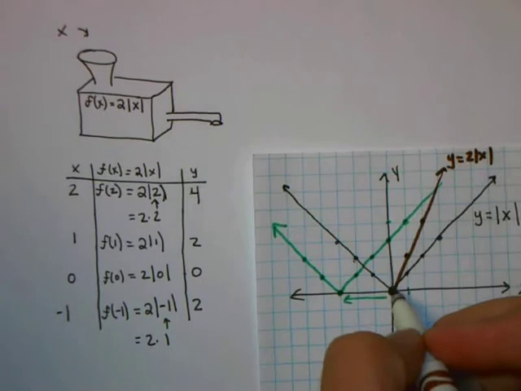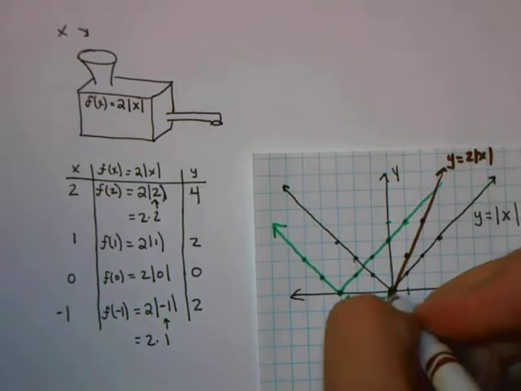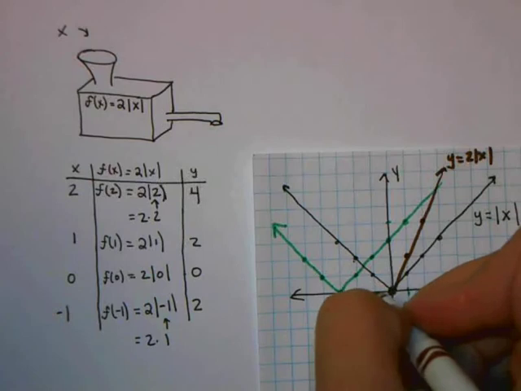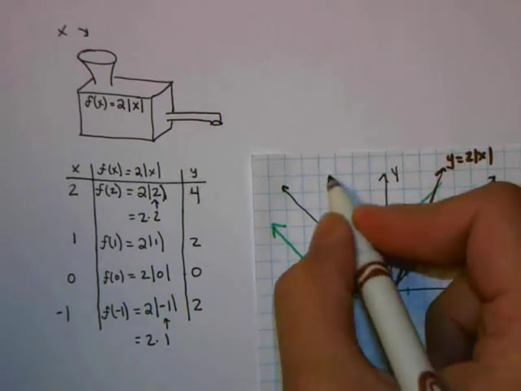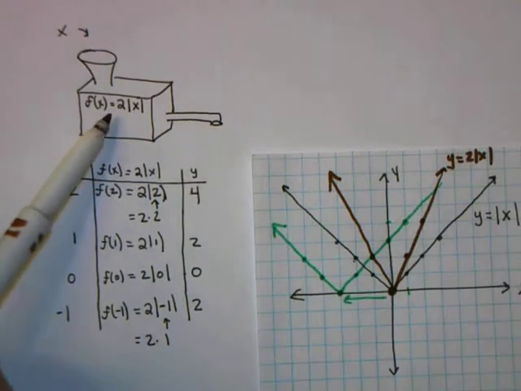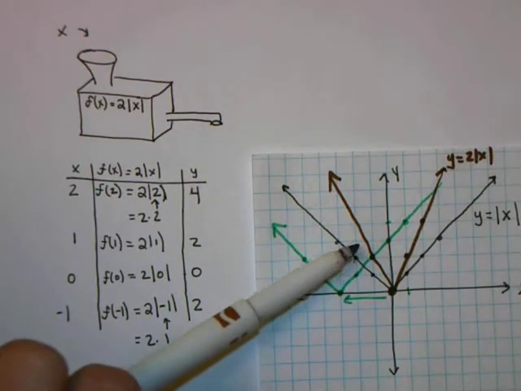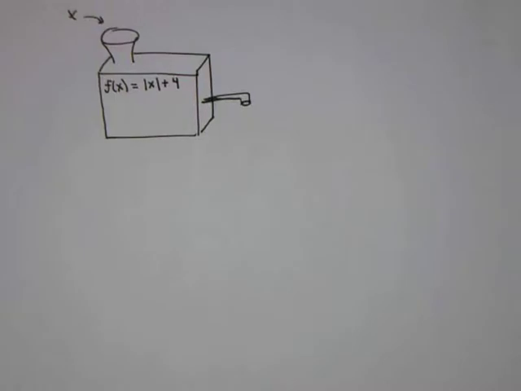Now it turns around at the same point. It turns around where x goes from being positive to being negative. When x was negative 1, y was positive 2. And up we go like this. So we can see that putting a number out in front of the absolute value bars changes the shape of our graph. It changes how skinny that V is.